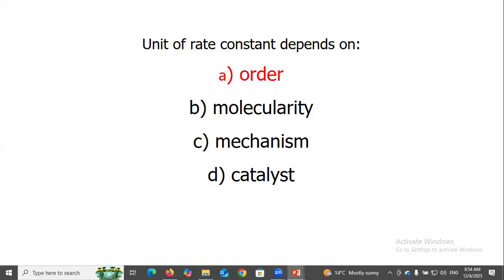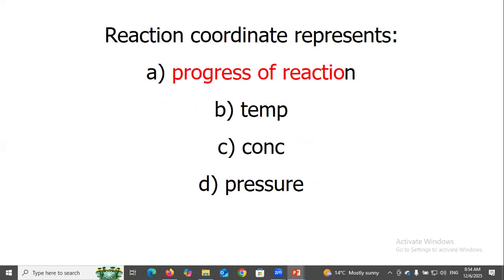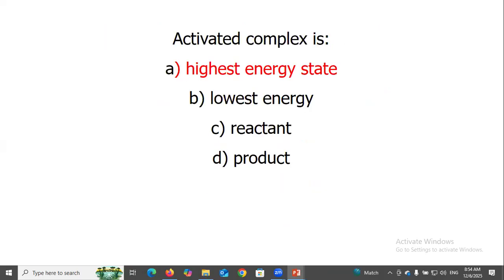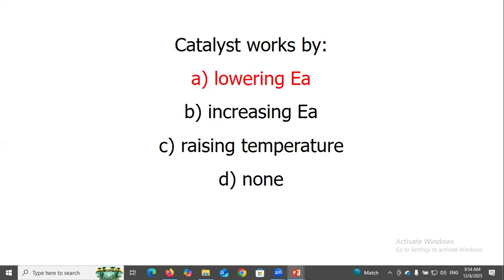Unit of rate constant depends on order, molecularity, mechanism, catalyst. Correct option is option A, order. Reaction coordinate represents progress of reaction, temperature, concentration, pressure. Correct option is option A, progress of reaction. Activated complex is highest energy state, lowest energy reactant, product. Correct option is option A, highest energy state.